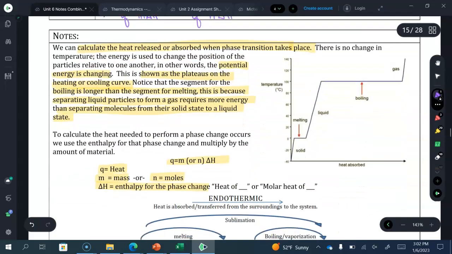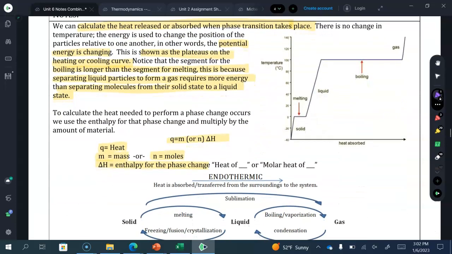So continuing with our notes, we can calculate the heat released or absorbed when a phase transition takes place. There is no change in temperature. The energy is used to change the position of the particles relative to one another. So in other words, the potential energy is changing, right? If you took a book from a desk and lifted it up onto a higher shelf, that is increasing the potential energy, but that takes energy to move stuff, right? So to change the potential energy or to move something further away from something else, you have to put energy into it. So to separate particles, you have to put energy into the system.